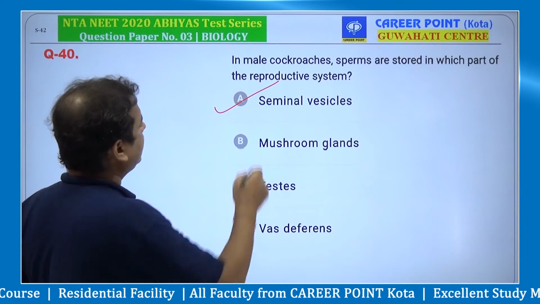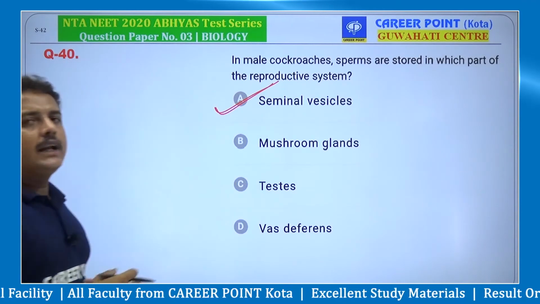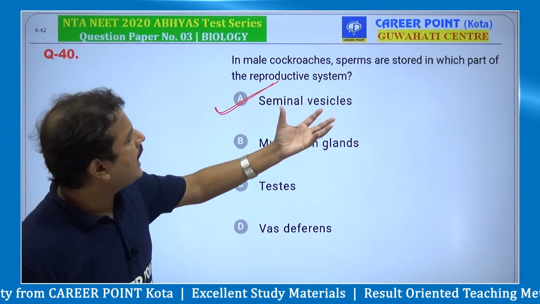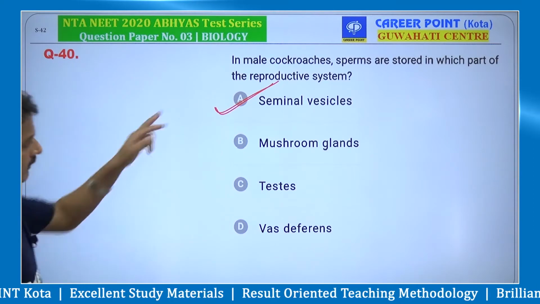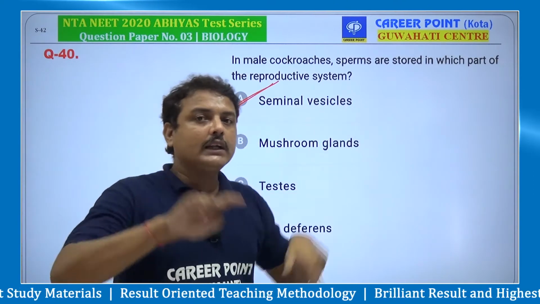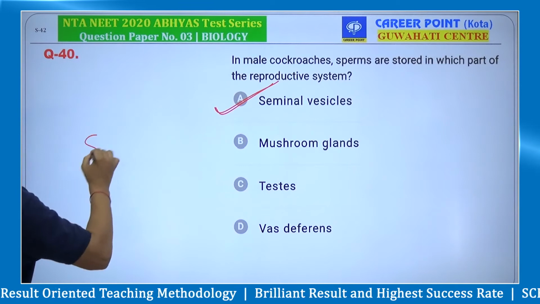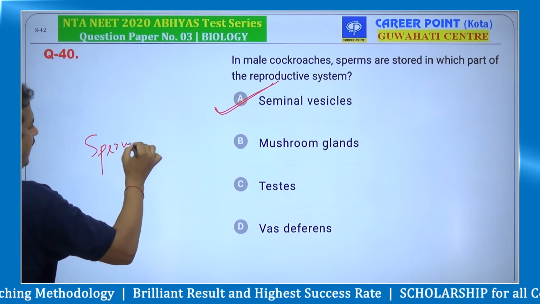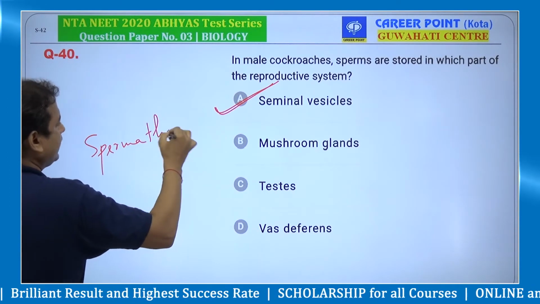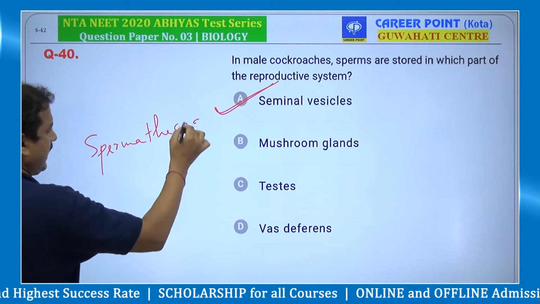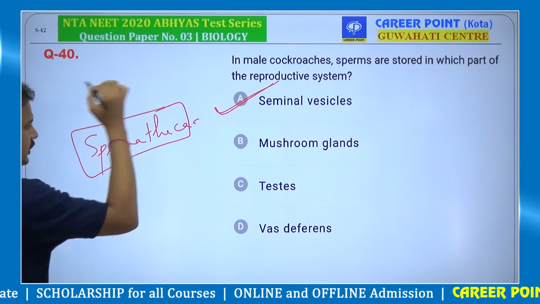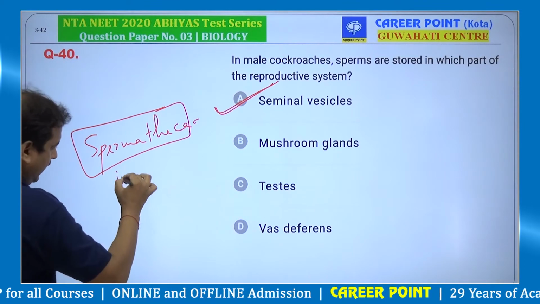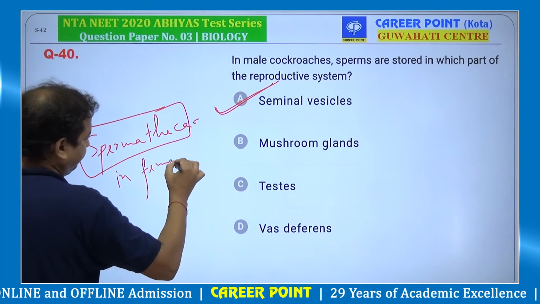Clear? Now here the answer is seminal vesicle. In the seminal vesicle the sperms are stored. Okay, and in case of female, where are the sperms stored? Please remember, in female cockroach the sperms are stored in spermatheca. So in the spermatheca the sperms are stored. That is in female cockroach.